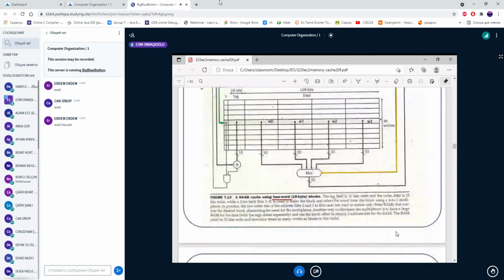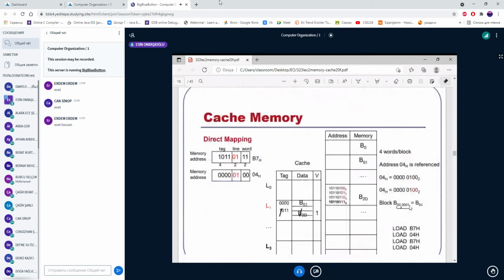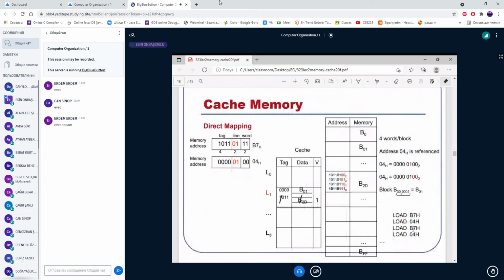But there was a problem, you remember, in direct mapping. If more than one block that maps to the same cache line continuously replace each other, it is a performance problem. So let's remember these two addresses. Assume that the CPU first tries to access this address, V7. And then it tries to access address 04. And then it repeats that continuously. Load V7, load 04, load V7, load 04.